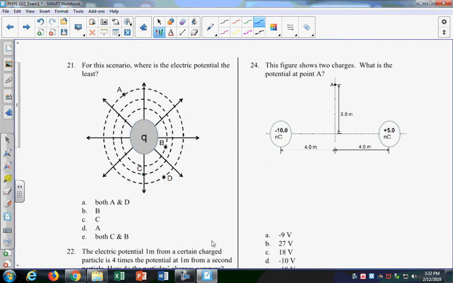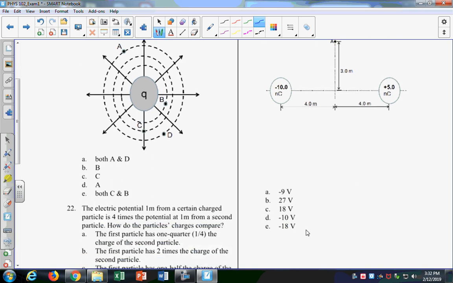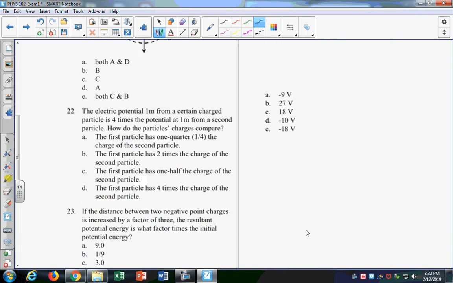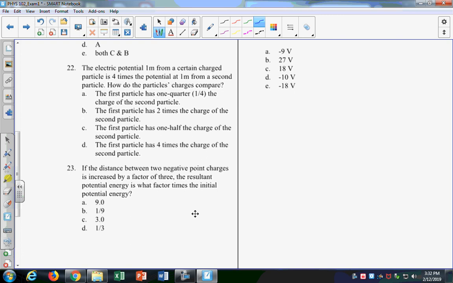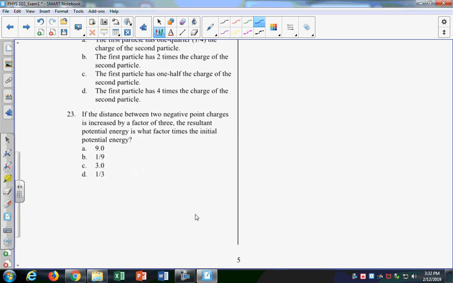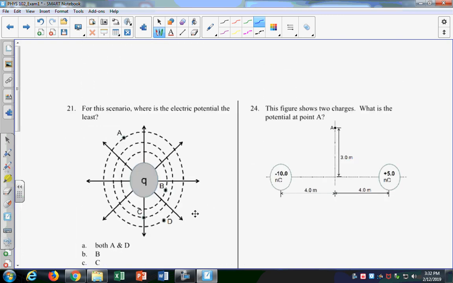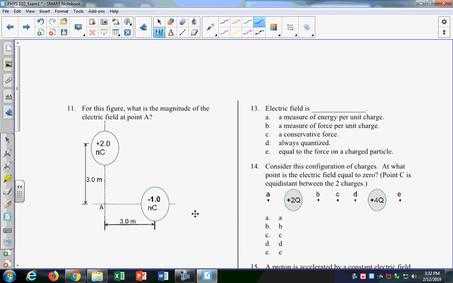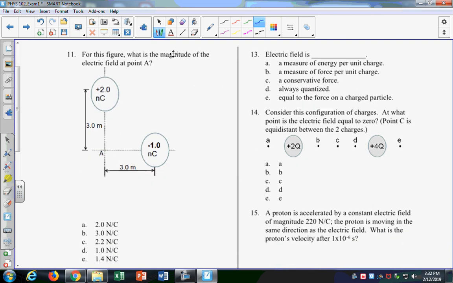Equipotential lines, potential of a configuration of charges, that's in the free response. Potential energy type things. Let's see, magnitude of electric field. Your free response will be something like this. A little harder, but this one's kind of easy. My vectors are like that, so I don't have any off axis. You'll have the added step of finding the x and y components of one of those vectors.